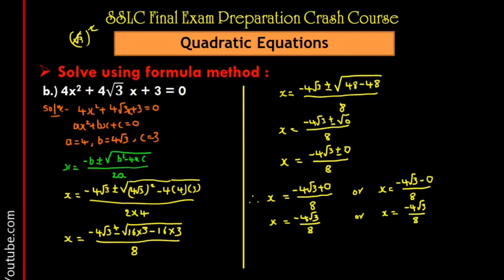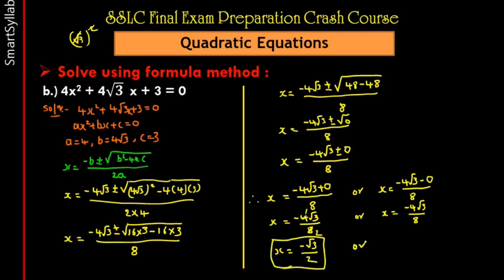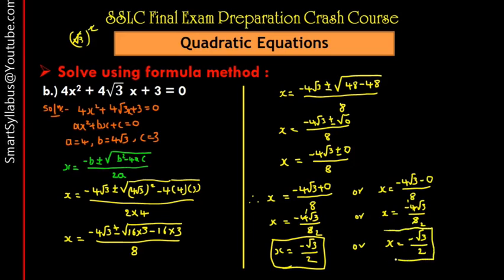Now we can divide this by 4 and reduce. So 4 ones are 4, 4 twos are 8. Therefore x is equal to minus root 3 upon 2. This is one value of x. Or x is equal to, similarly here, 4 ones are 4, 4 twos are 8. So even it is minus root 3 upon 2. So even it is the same answer, right? So it means we got two values here.